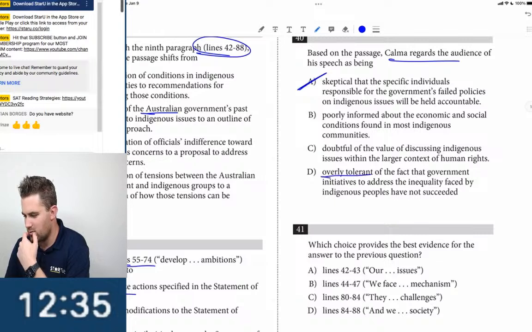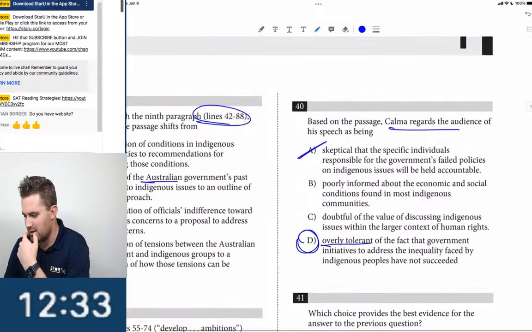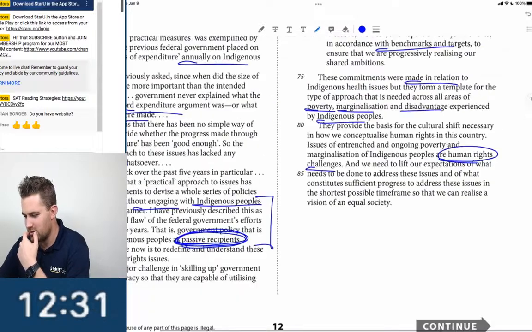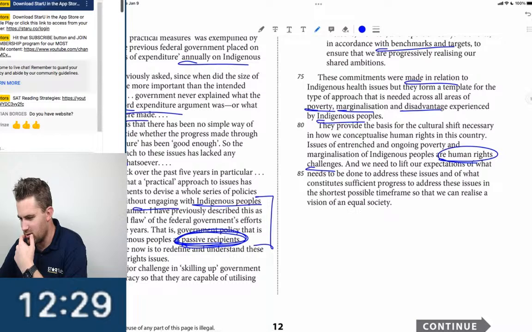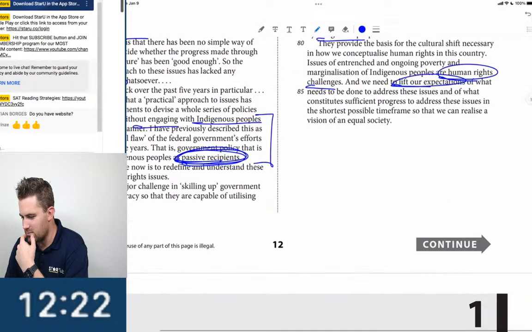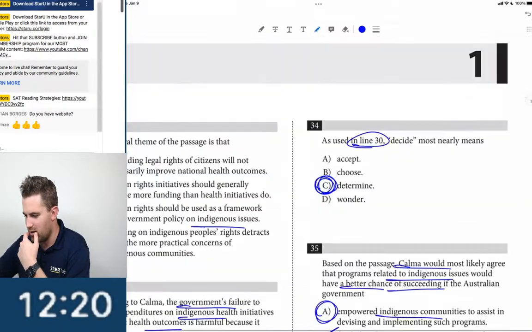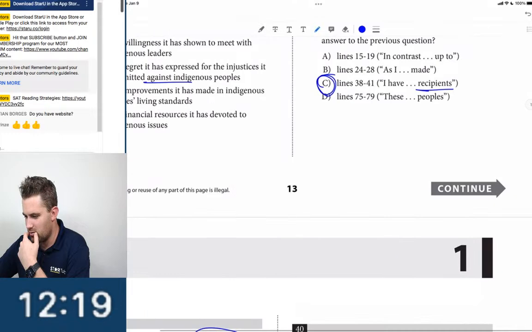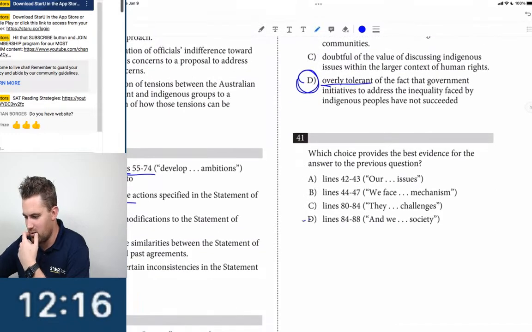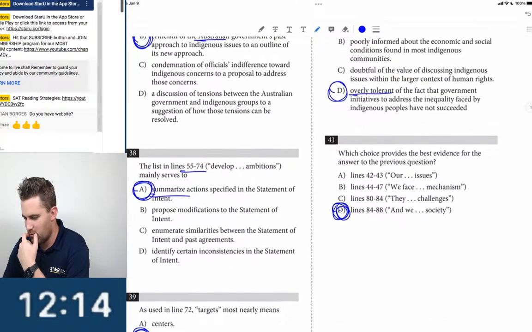I think it's this, overly tolerant, right? I gotta go check that, but I think they said that at the very end of this. Yeah, we need to lift our expectations. So what's that, like 84 to the end? I think it's 84 through 88. What was that? I think it's these last lines. Right, we need to raise our expectations.